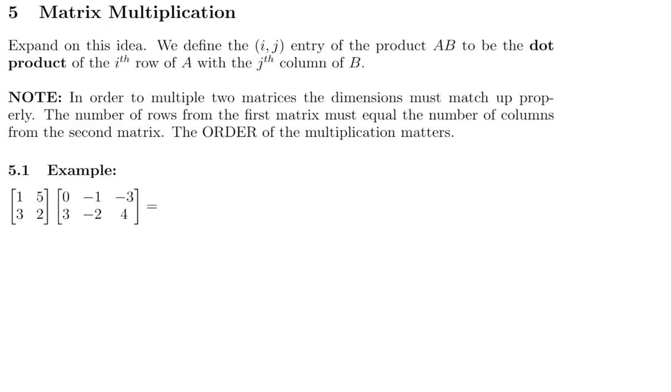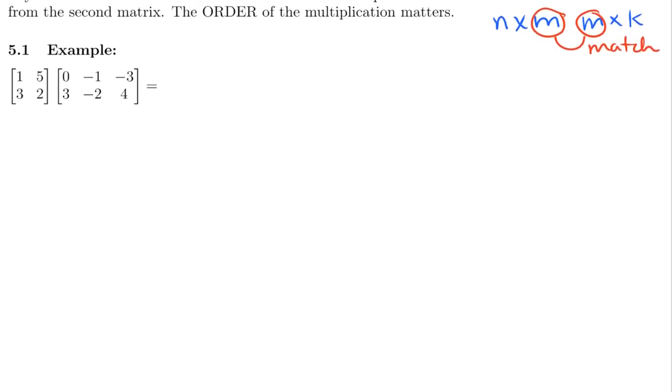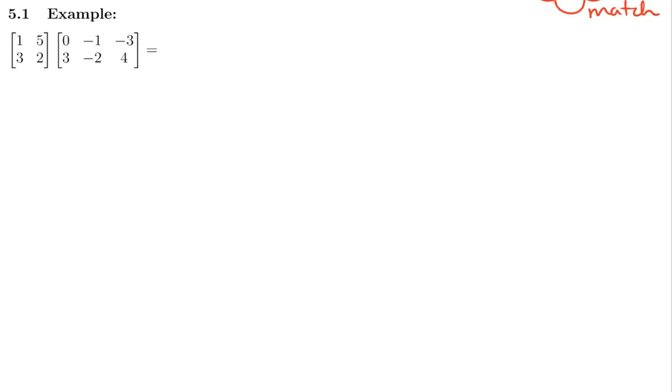So if I have an n by m matrix, then the matrix that I'm multiplying it by must have m rows, and it could have some other number of columns. But these inner dimensions must always match. If they don't match, then you can't do the matrix multiplication. So let's take a look at this example here. We would like to multiply these two matrices together.